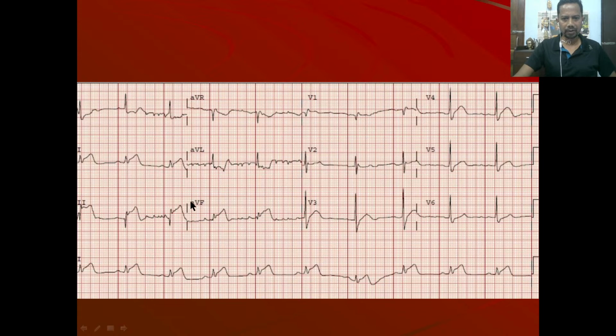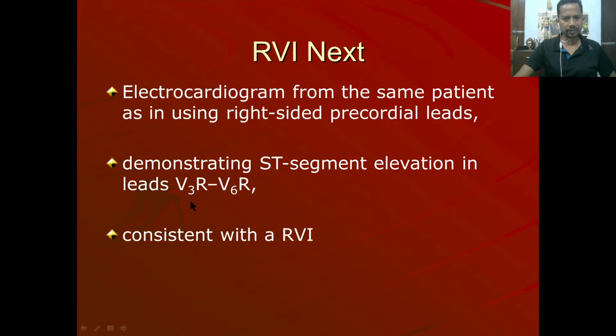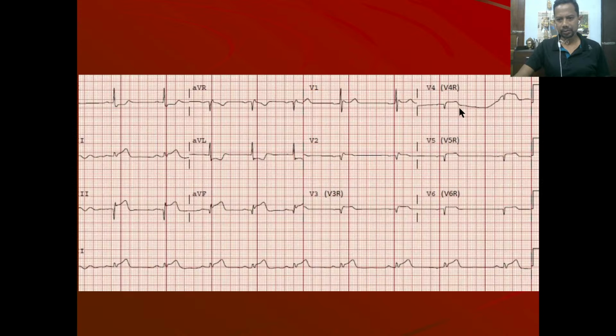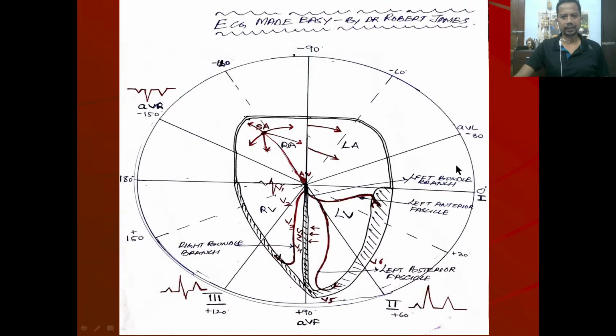Okay, now the same patient, we took V3R, V4R and so on. So you see ST elevation, nice ST elevation you are seeing. V3R, V4R, V5R, V6R, there is ST elevation. So this is right ventricular infarction in the setting of inferior wall MI.